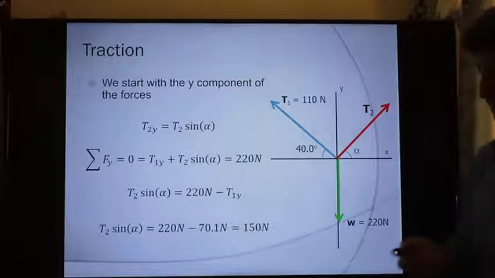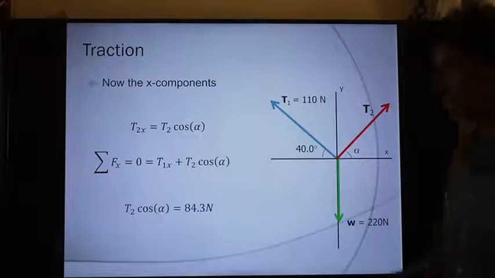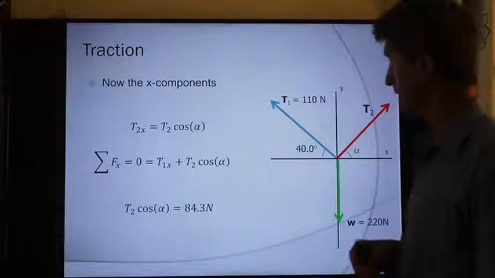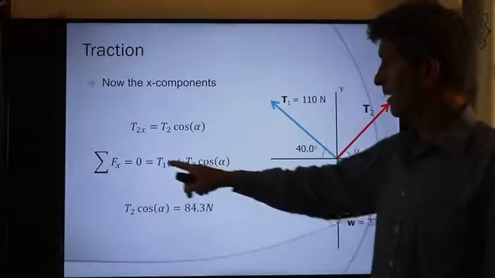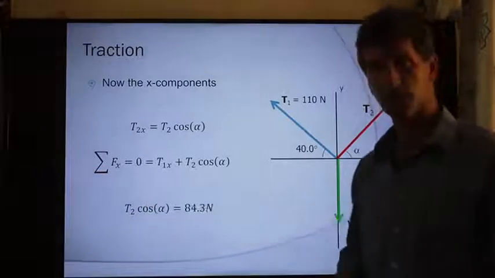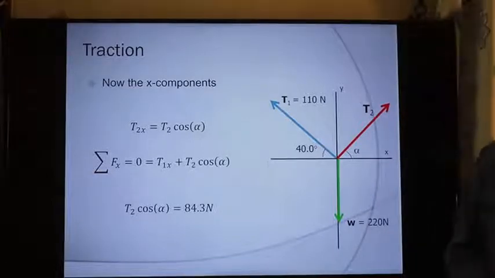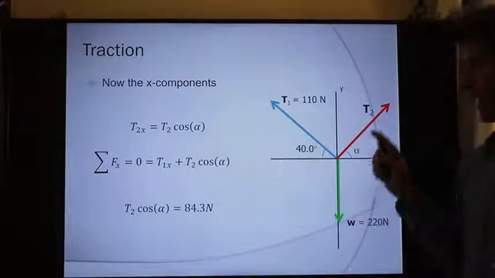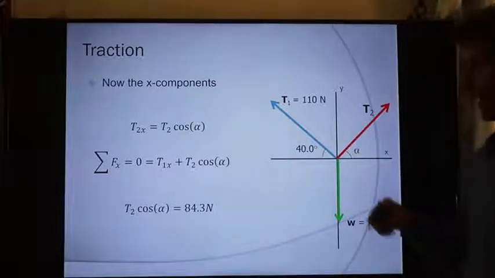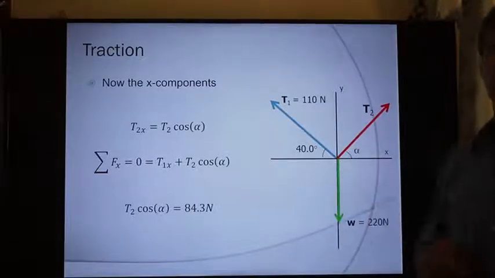That doesn't give me T2, it doesn't give me alpha, because I've got two unknowns in one equation. Let's do the same for the x direction. Here we have T2x. There's only one force component in the x direction here other than T1. I set those two equal to 0, and I get that T2 cosine alpha equals 84.3 newtons. So I'm sort of stuck here, but I'm going to play a trick. Tangent alpha is sine alpha over cosine alpha. I can divide one equation by the other and use tangent to find the unknown.